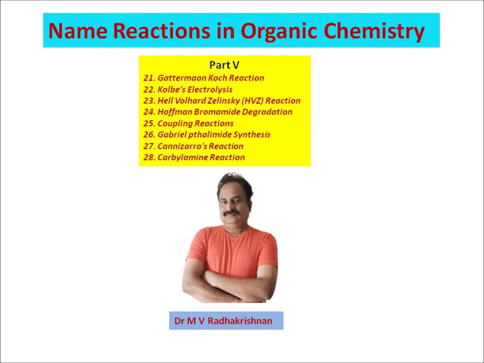In this session, we are going to discuss 8 reactions. One is Gattermann-Koch reaction, second Kolbe's electrolysis, third Volhard-Zelinsky reaction, fourth Hoffmann Bromamide degradation, fifth coupling reactions, sixth Gabriel Phthalimide synthesis, seventh Cannizzaro reaction and eighth Carbylamine reaction. So with these 28 name reactions, we are completing named reactions in organic chemistry. We can see each reaction in detail.